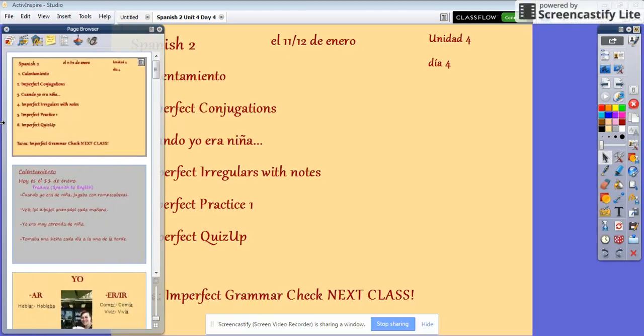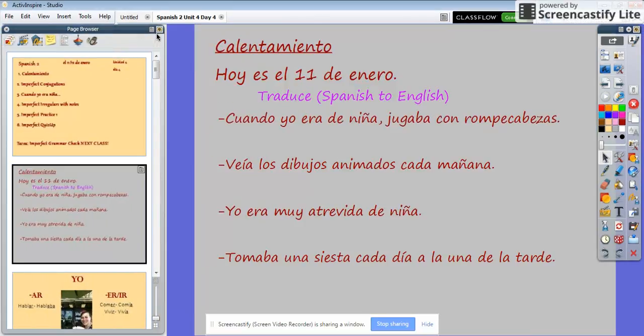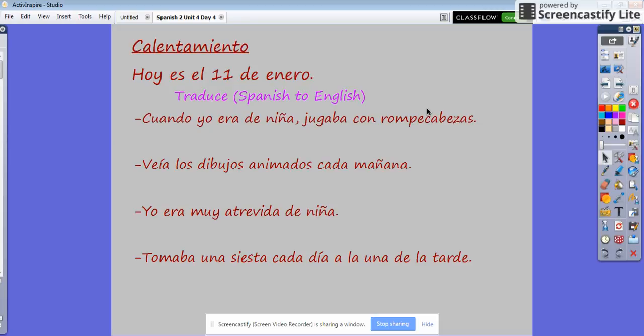All right, so first, you should have already completed the calentamiento, the warm up for today. You're supposed to translate from Spanish to English. If you have not finished the warm up for today, you need to stop the video, pull out your warm up, and complete this now. If the class has already finished the warm up, then we can move on.